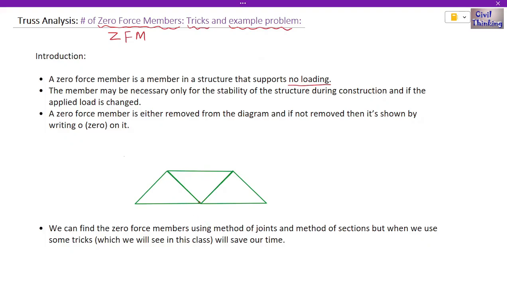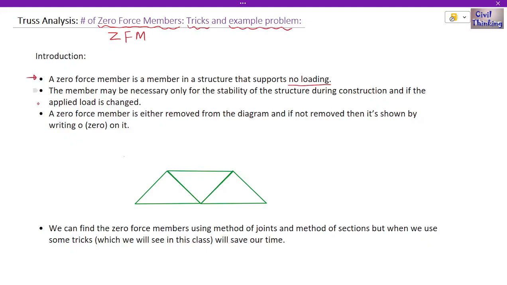In a truss we have members, right? And these members carry force. They can carry force which can be either tensile forces or compression forces. Whatever the case may be, these members always carry forces. If for example there is some member, for example this member, and this member has zero force in it, that is, it does not carry any axial force, then we call it a zero force member.